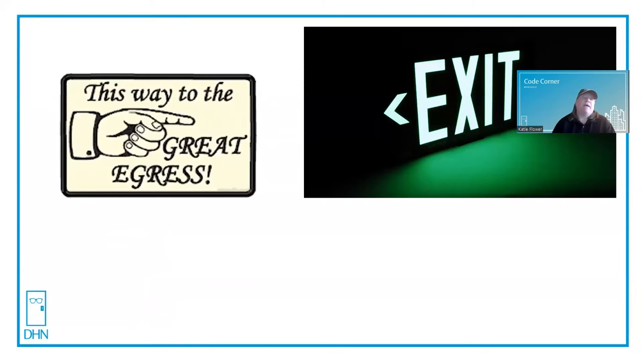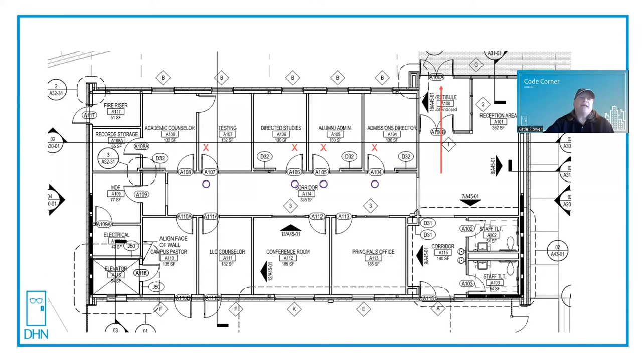We know the Barnum and Bailey story where he had a sign posted this way to the great egress, and he tricked his patrons into leaving the building because they thought they were going to see something awesome. They didn't realize that egress is just a fancy word for the name exit. The exit side of the door, the egress side of the door, is marked in X.